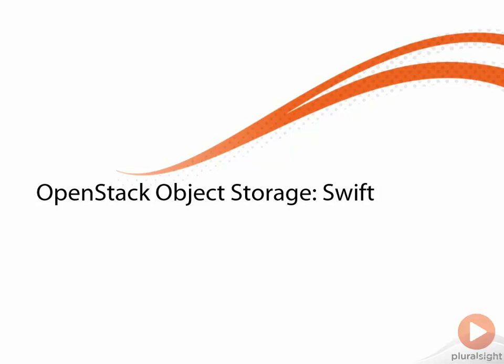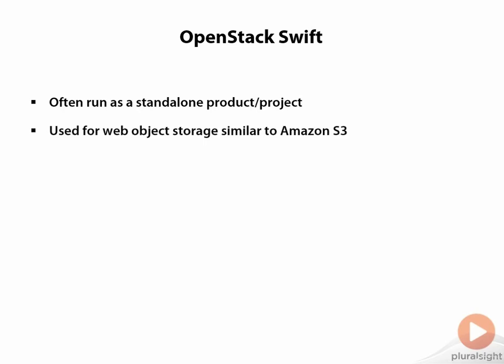Next, we're going to look at the OpenStack object storage project, which is codenamed Swift. OpenStack Swift has actually been around since the inception of OpenStack. It was in the first release along with Nova as one of the initial packages. You can often see it run out in the wild as a standalone product or project all by itself. It's used for web object storage, which is similar to the Amazon S3 service, or simple storage service.